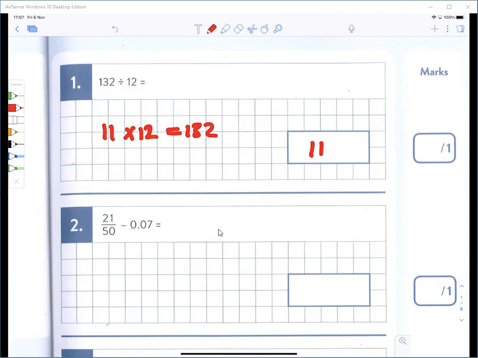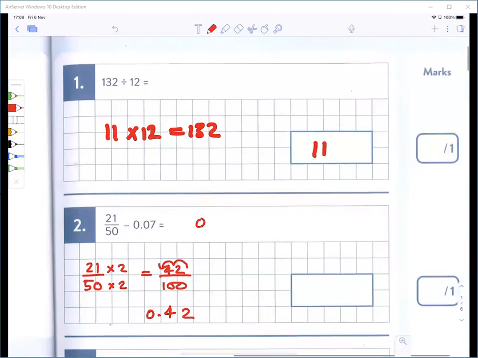So next question. We have 21 over 50 minus 0.07. What's 21 over 50? Can we change that into a decimal, Zaki? What do we do to it? You times by 2 across. And what does that give us then? 42 over 100. Which is the same as what? 0.42, because 42 divided by 100, you move the decimal point back by 2 places.